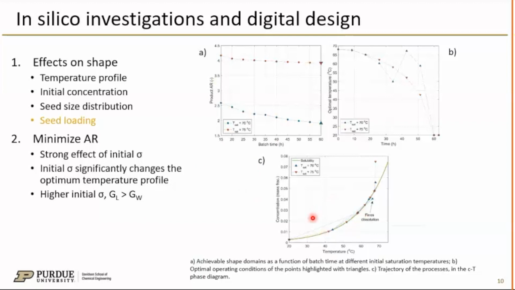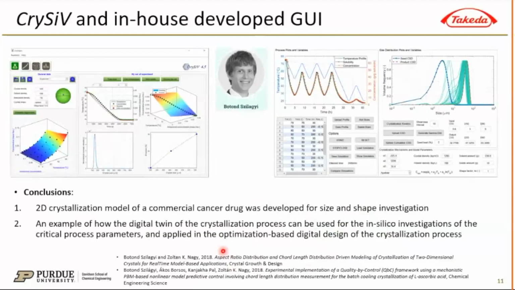On the bottom plot, the concentration profiles throughout the batch time for both cases are shown on the phase diagram for further investigation of these scenarios. Here, these cases show how this digital twin can be used to optimize the process parameters and simulate the different scenarios. Finally, I would like to finish my talk by stating some conclusions.